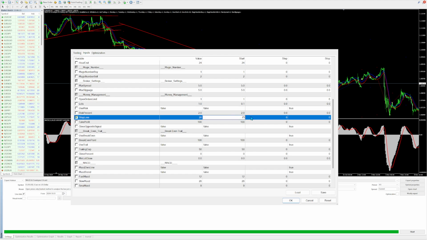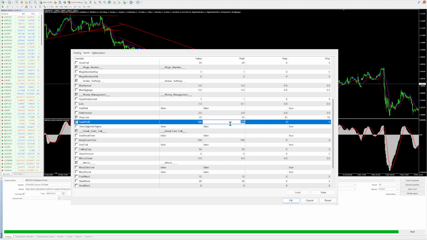So we'll start at 25 pips. We'll go up in 25 pip increments. That's the step column here. And we'll stop at 50. So stop loss will be optimized at 25 and 50. For the take profit, we'll tick the box to optimize the take profit. We'll start at 0, go up in 100 increments, and stop at 500. So that will test the take profit at 0, 100, 200, 300, 400, 500.